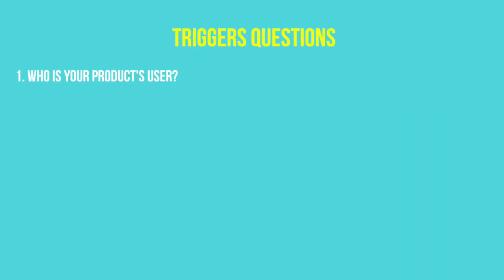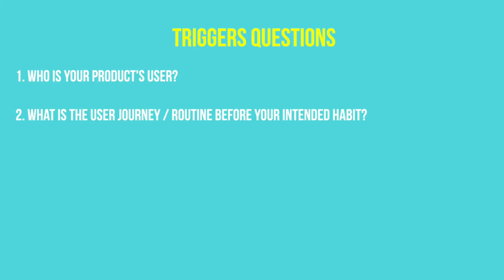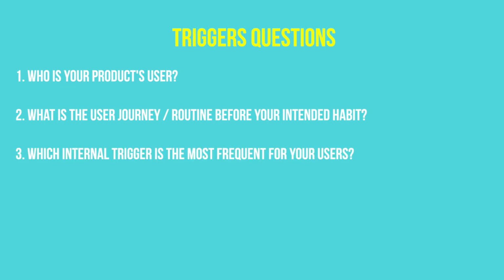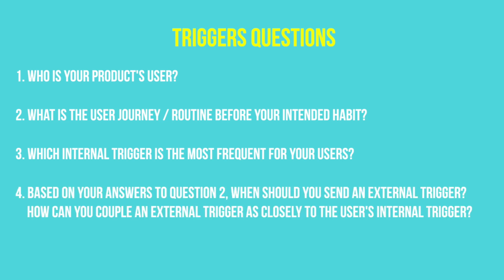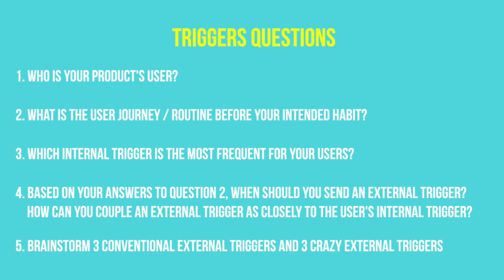Question number 1. Who is your product's user? Question number 2. What is the user journey/routine before your intended habit? Question number 3. Which internal trigger is the most frequent for your users? Question number 4. Based on your answers to question 2, when should you send an external trigger? How can you couple an external trigger as closely to the user's internal trigger? And question number 5. Brainstorm 3 conventional external triggers and 3 crazy external triggers.